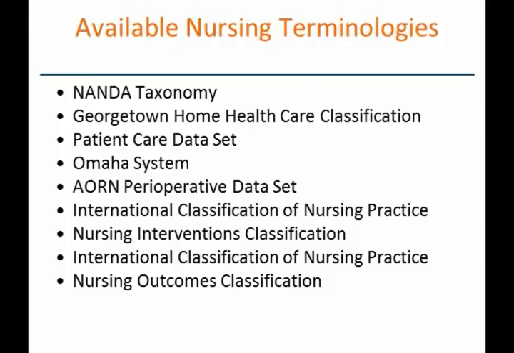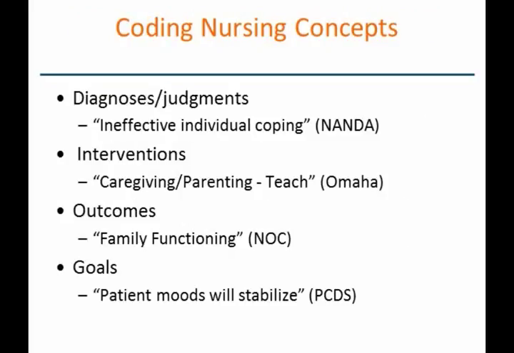There are nursing terminologies. There are several of them. They have different areas of focus. For example, the NANDA system has encoding information for diagnosis and judgments. There's one for interventions, outcomes, family functioning, goals, patient mood will stabilize, for example. That's quite interesting. And again, this represents the fact that terminologies serve different purposes.